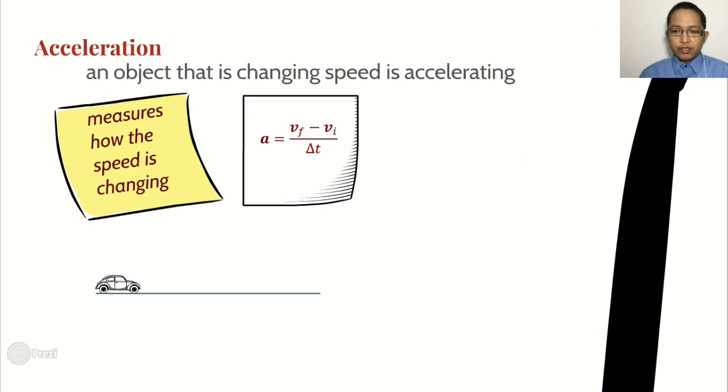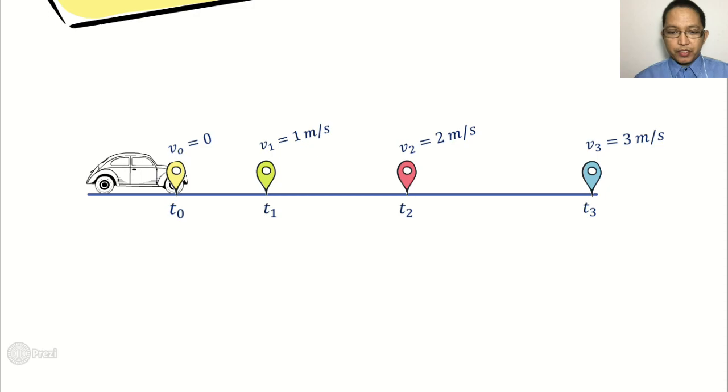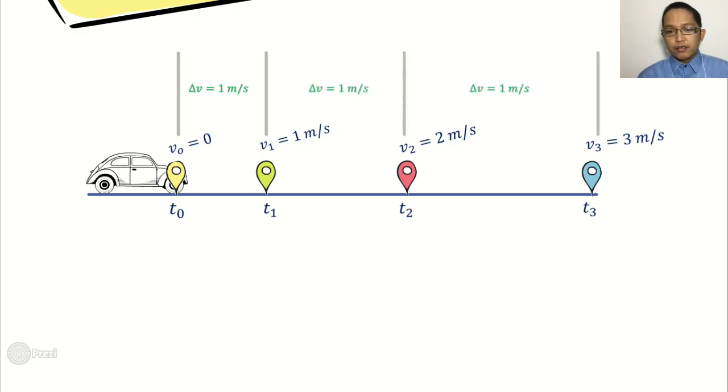Now the last description that we need is acceleration. An object that changes its speed is accelerating. Acceleration is a measure of how the speed is changing. This is why in your equation it says change in speed over time. Say for example, an object starts from 0, then we record its speed for every second. From 0, let us say it becomes 1 meter per second, then 2 meter per second, then 3 meter per second. By inspection, we find that the rate of change in speed, or acceleration, is 1 meter per second per second. Look at every interval of a second. The change is 1 meter per second.